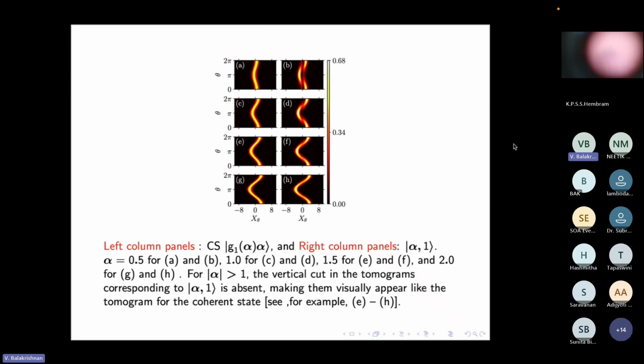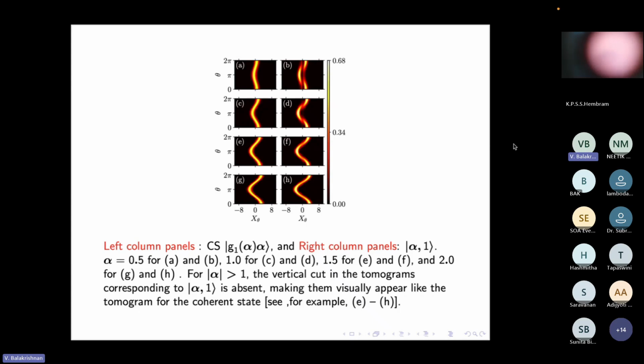Certain things have to be remembered. I have now given in the left column panels in this figure, A, C, E, and G, an amplified coherent state, G1 of alpha alpha. The G1 of alpha is the amplification gain. So it is simply that its mean photon number has increased now, but it's a coherent state nevertheless. It's an eigenstate of the photon destruction operator. The right column panels are the one photon added coherent state, and this has been done for alpha equals 0.5.